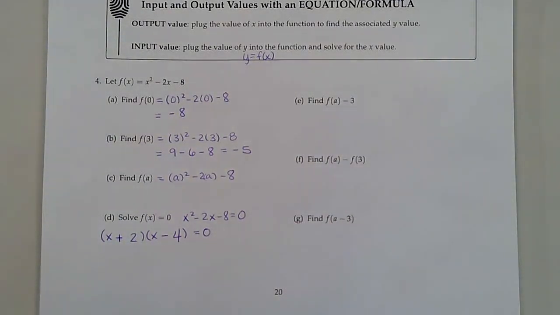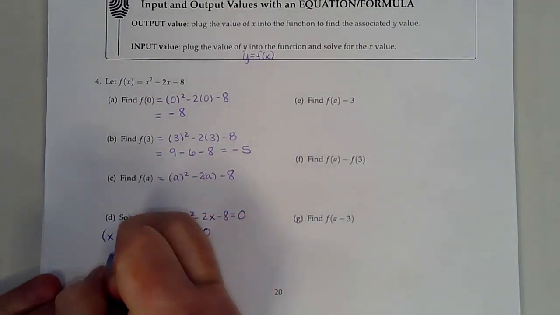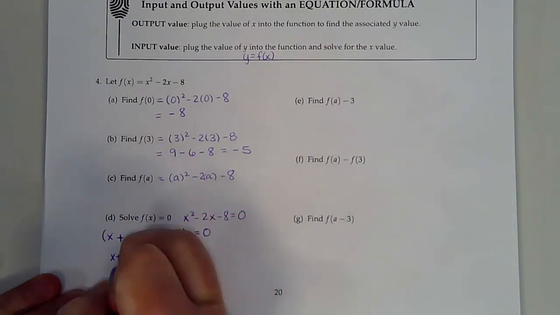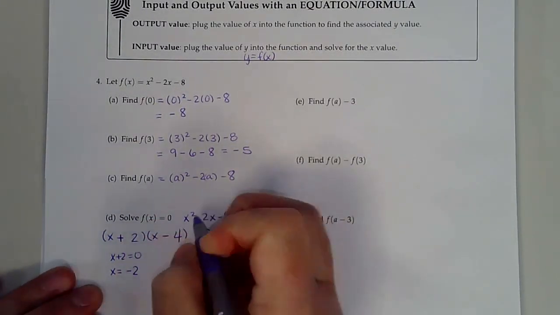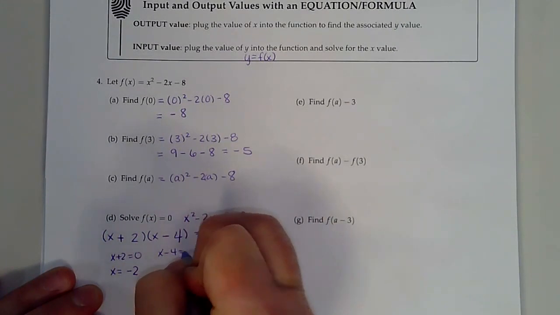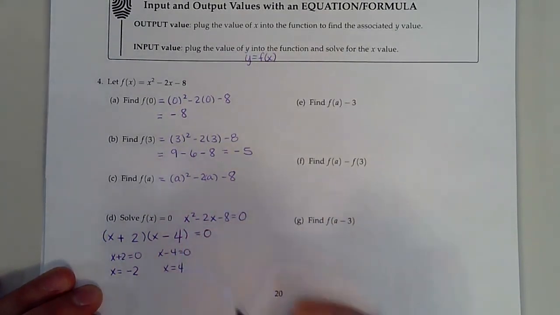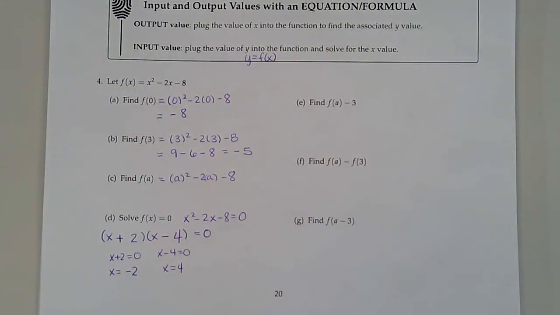If you have another way of factoring, that's totally fine, however it is that you can get there. This gives us x plus 2 equals 0, so x is negative 2, or x minus 4 is 0, so x is equal to 4. Right, that's one way of solving it.